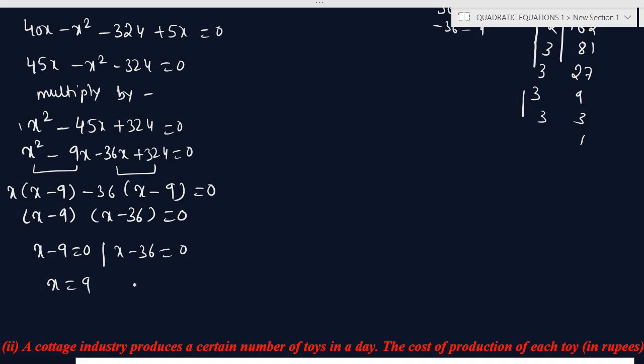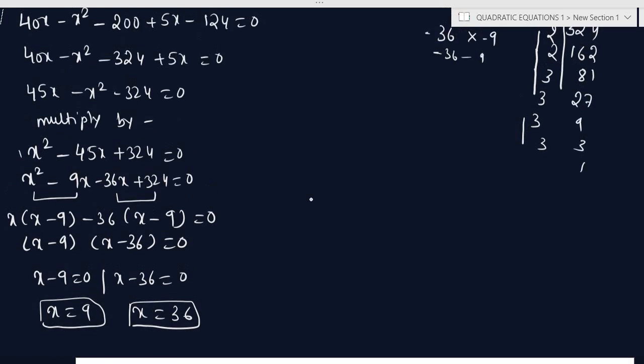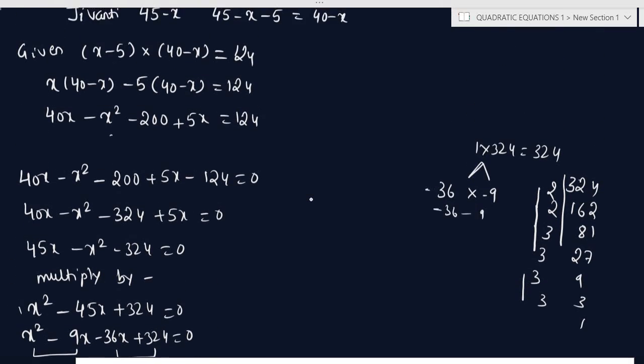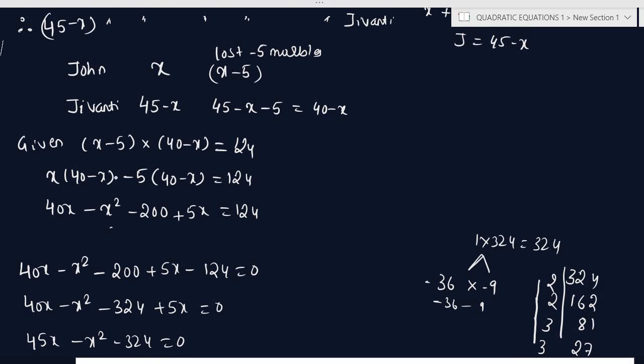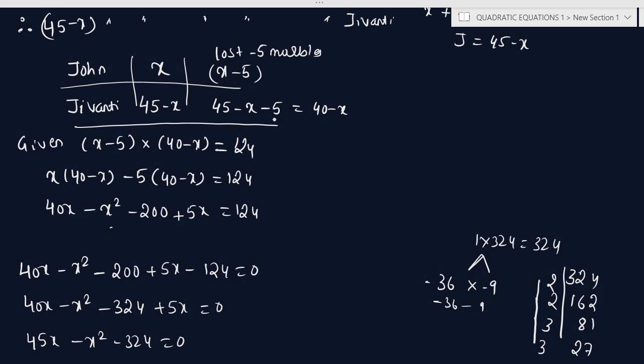x is equal to 9, x is equal to 36 is the answer. Therefore x is equal to 9, x is equal to 36. So therefore the number of marbles John is having is either 9 or 36. John is having how many marbles? John is having 36 marbles or 9 marbles.